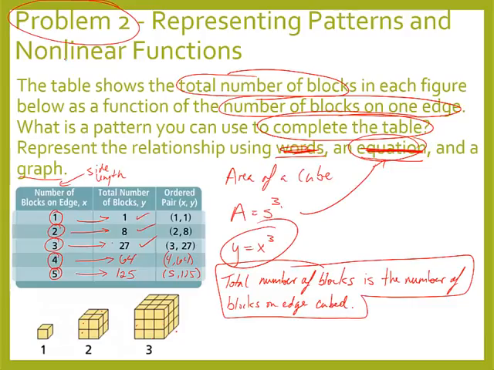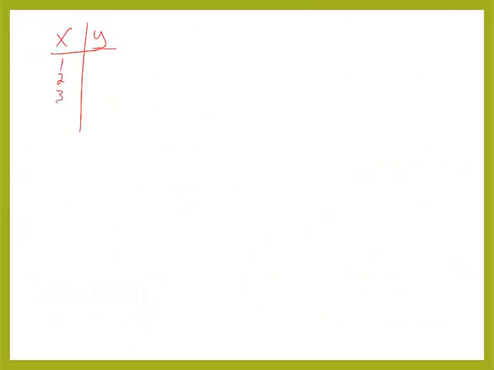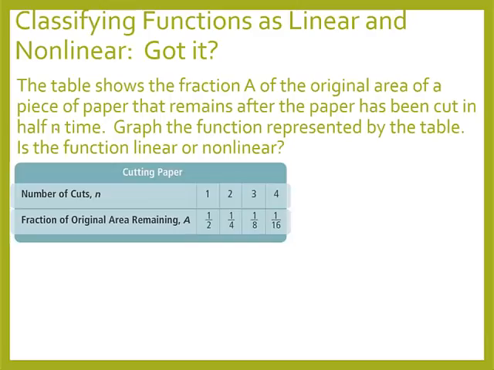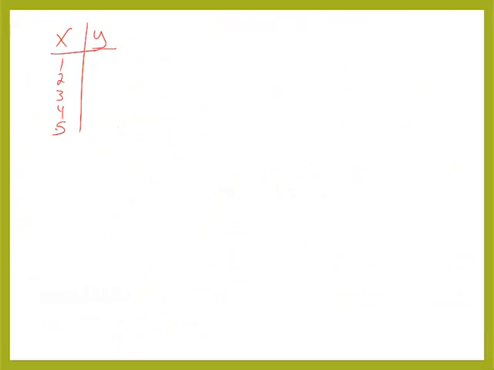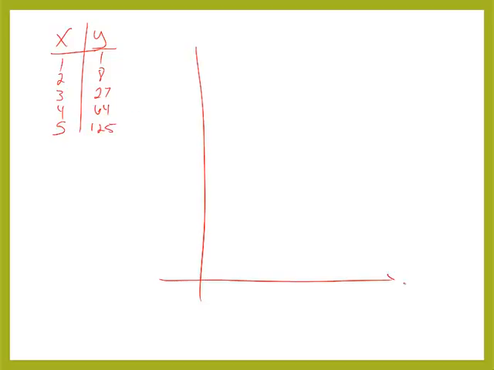So let's go ahead and do the graph here real quickly. So we have 1, 2, 3, 4, 5 and then 1, 8, 27, 64, 125. So let's go ahead and plot those points to make our graph. That's the x, that's the y, that's 0. Okay, so our x-axis will have 1, 2, 3, 4, and 5.